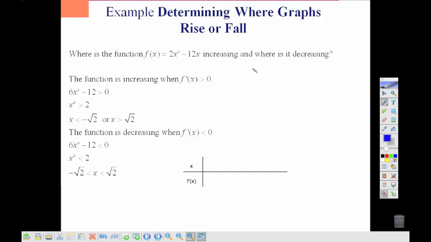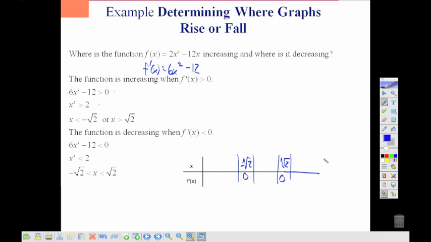So where is this function increasing and where is it decreasing? Okay, so first we're going to look at the derivative of this, and so we find that that derivative is 6x squared minus 12. And we set that equal to 0, as they've done here. In this particular problem, they've chosen to work with inequalities, but it might be a better idea just to go ahead and set it equal to 0, where we find that the points that we get are negative square root of 2 and the square root of 2. Those are giving us our zeros.